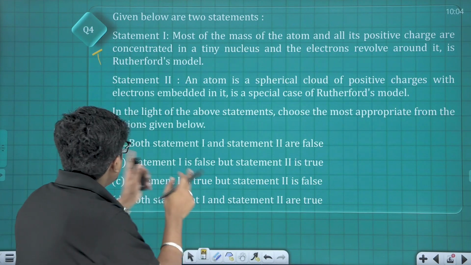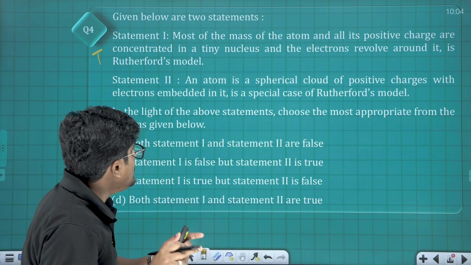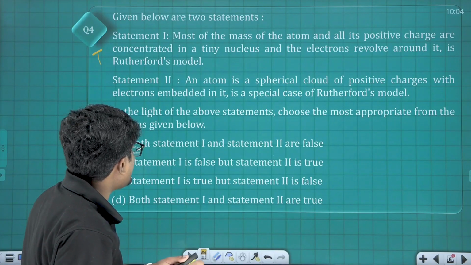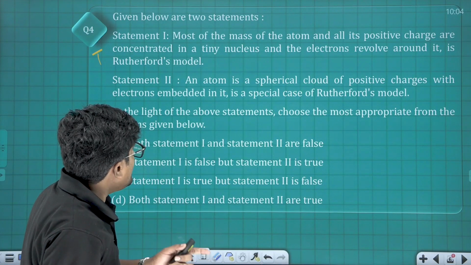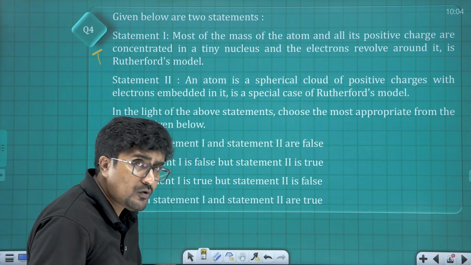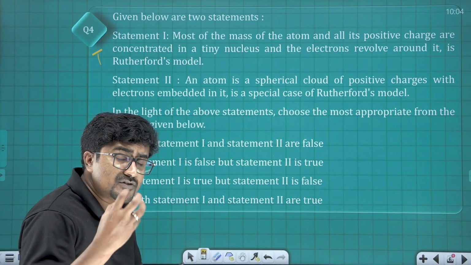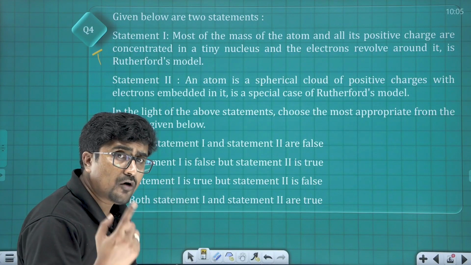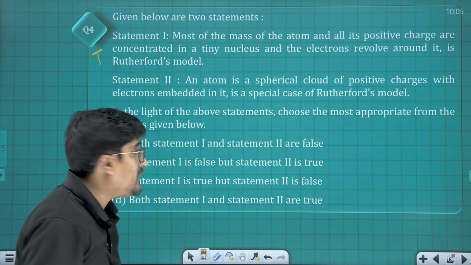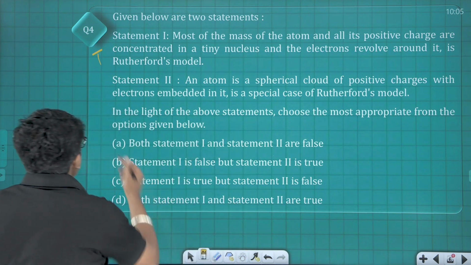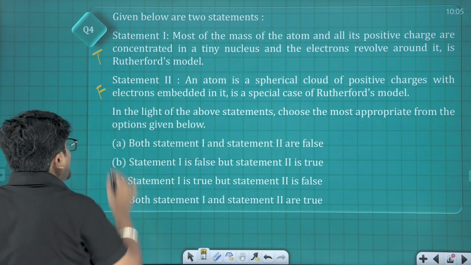Okay. Now statement number 2. An atom is a spherical cloud of positive charges with electrons embedded in it. It is a special case of Rutherford model. No, in the Rutherford model we have positive charge concentrated at the nucleus and electrons moving in a circular orbit around that. That was what Rutherford said, and in fact statement number 1 is telling about that only. So as per that, statement number 2 needs to be false.